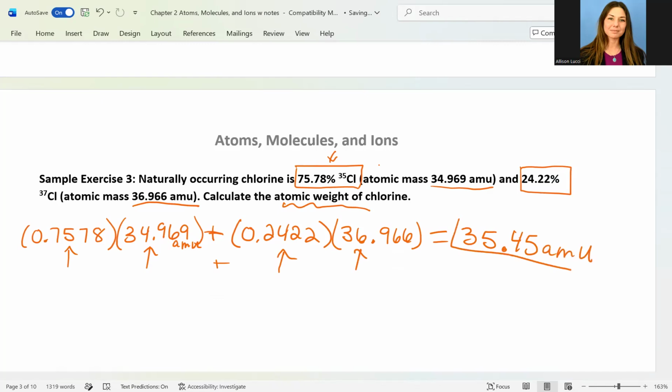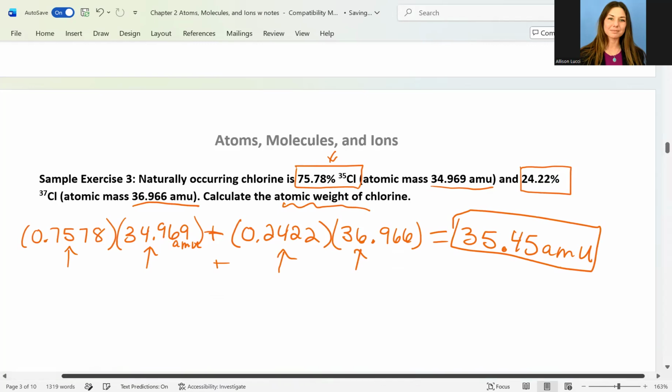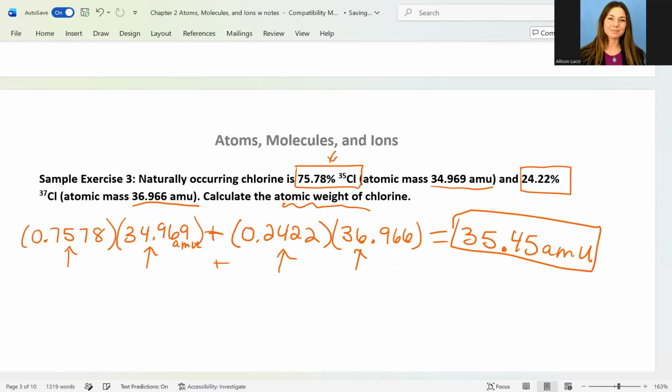And then if you check on the periodic table, which we can do real quick, and you find chlorine over here, you can see the atomic mass would be, if they gave us the atomic mass here, the same 35.45.